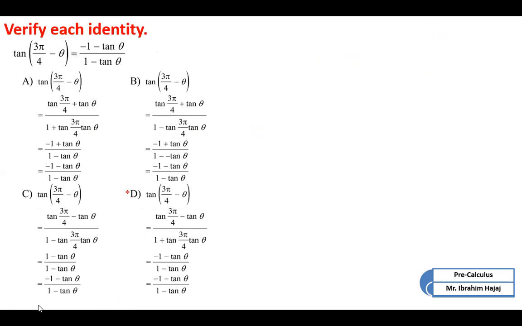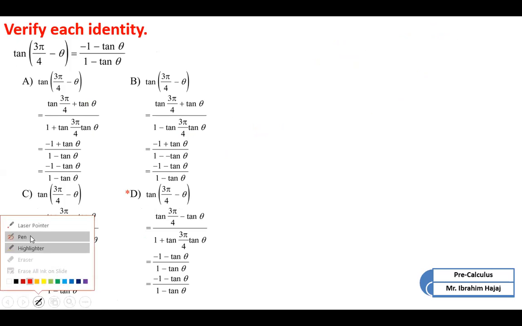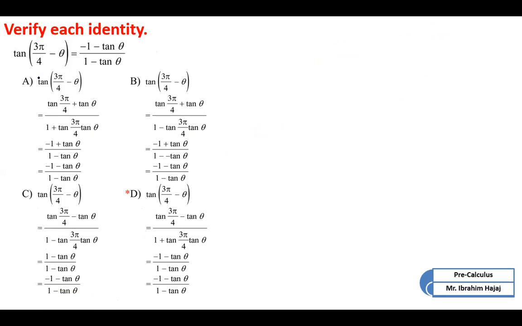And let's verify each identity, which is the last part of our curriculum. Verify each identity. Tan of 3 pi over 4 minus theta equals negative 1 minus tan theta over 1.